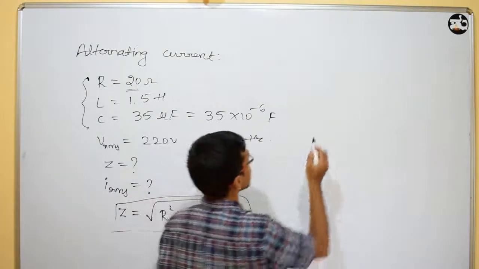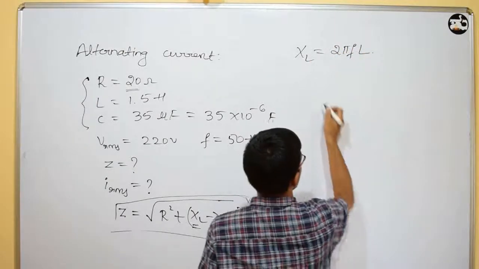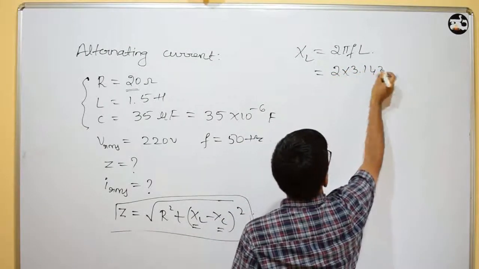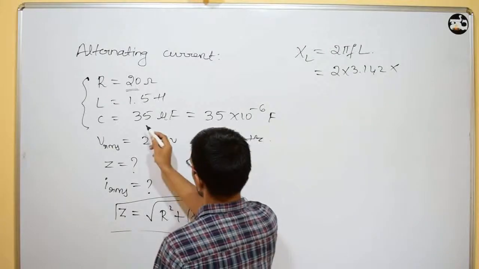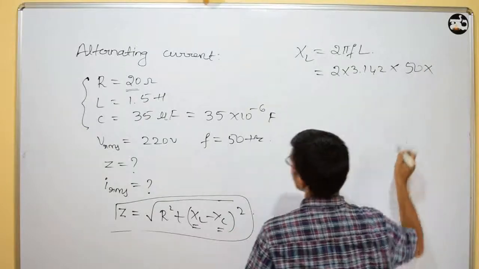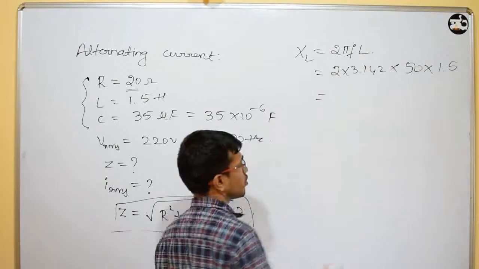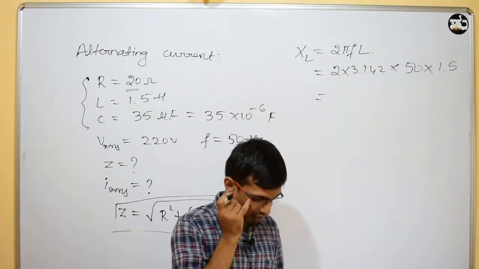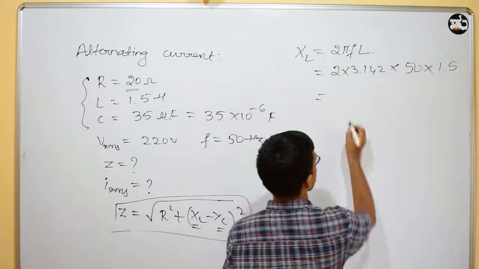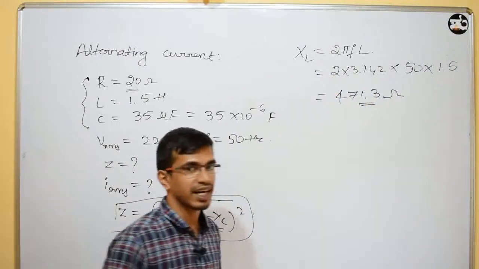To find out XL, XL is equal to 2 pi F L, correct? So therefore this is 2 into 3.142, the value of pi, and the frequency is 50 hertz, and inductance L is 1.5 Henry. Okay, take a calculator and solve this expression. If you solve that, you will get XL equal to 471.3 ohm. Okay, so this is the inductive reactance.